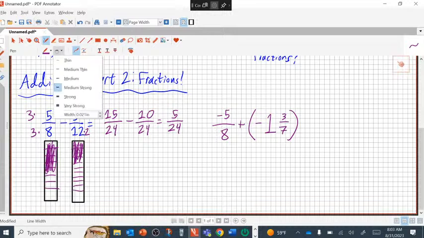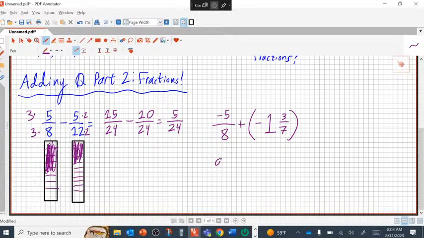I'm going to show you something here that a lot of people ask me about, and it's about negatives and fractions. So if I have a fraction a over b, and there's a negative by it, people are like, so wait, where does that negative go?